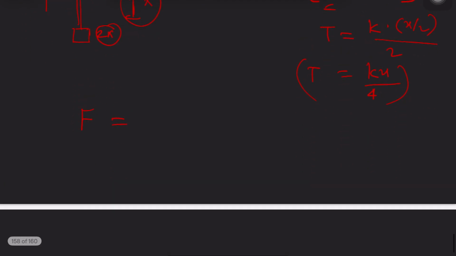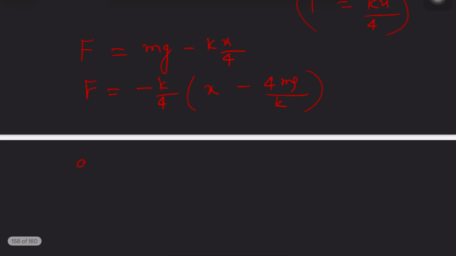So F is going to be mg minus kx by 4. Now if you see, I can take minus k by 4 common. So x will be there, and this will become 4 mg by k. Now let me put acceleration. So acceleration will be minus k by 4m, x minus 4 mg by k.